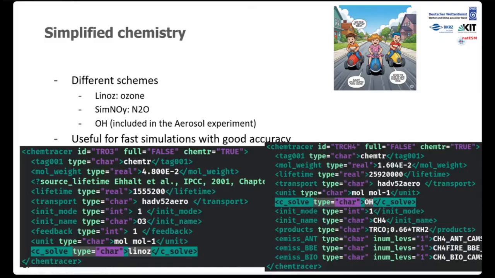We have some others. So for example, for simulating N2O, it's called SimN2O. Then you set C-solve SimN2O, or simplified OH chemistry, where you just set C-solve OH. This one is for calculating methane, CO. And this also is included in Julia's experiment. That one is useful for fast simulations. It's good accuracy. So for example, OH, there is a photolysis calculation in it, and that actually is quite slow, but all the others are really fast. Now I show you an example for LINOZ.